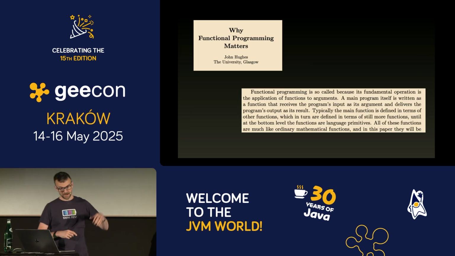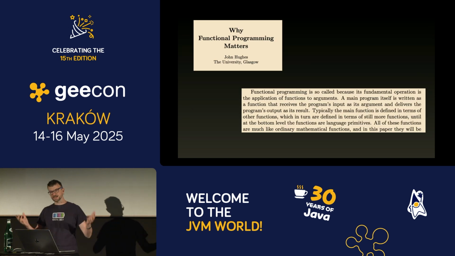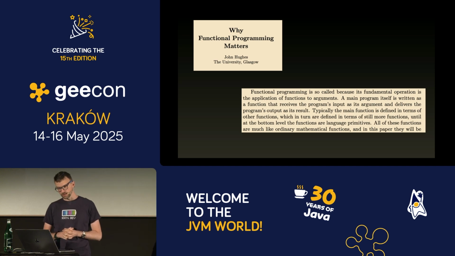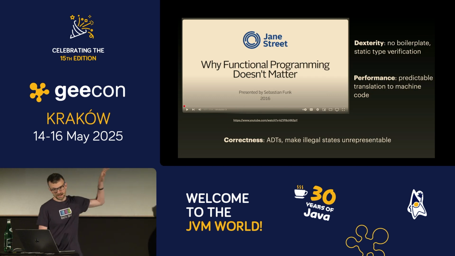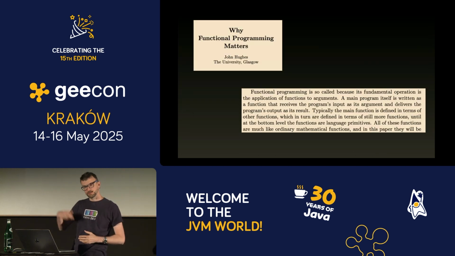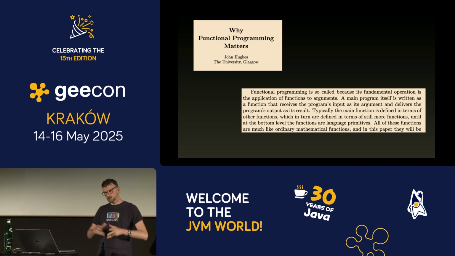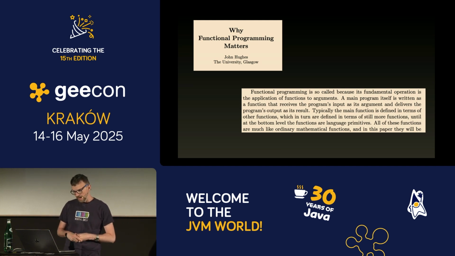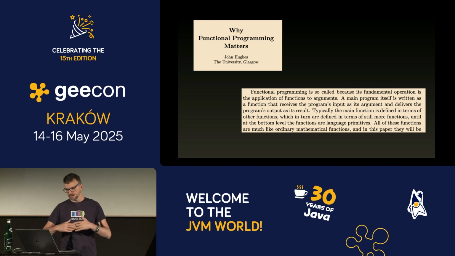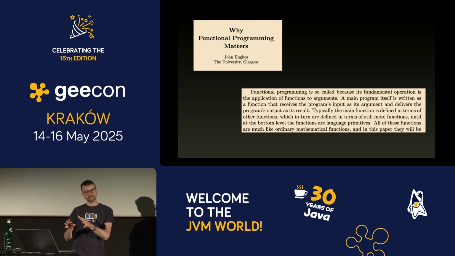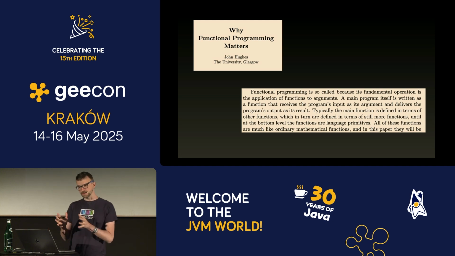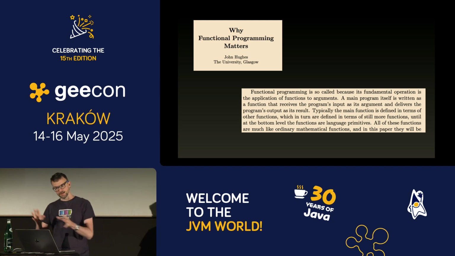And then there's this paper, which is, I guess, the classic definition of FP by John Hughes, Why Functional Programming Matters. So actually, this talk is kind of a response to this paper, but 20 years later. If you want an academic definition, the paper says that functional programming is so called because its fundamental operation is the application of functions to arguments. Then it later defines functions as the mathematical kind. So it talks about pure FP. So in academic terms, at least, FP would probably be the pure variant.